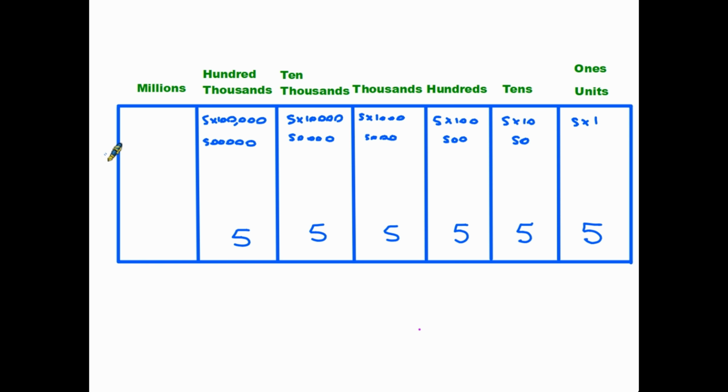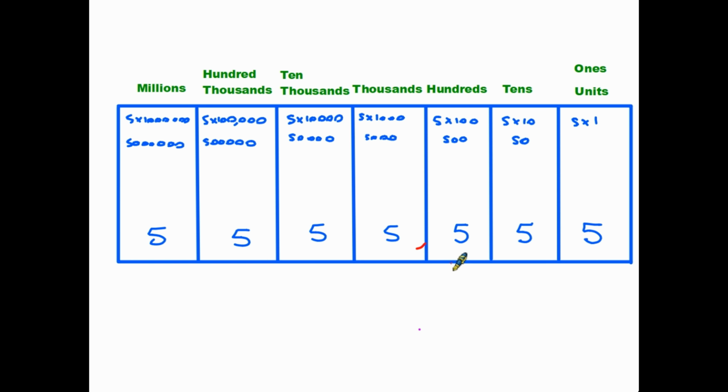The next column would be 10 millions and 100 millions, but we're going to stop at millions. So 5 times a million is 5 million. That means this number is 5 million. So we've now got 5,555,555.